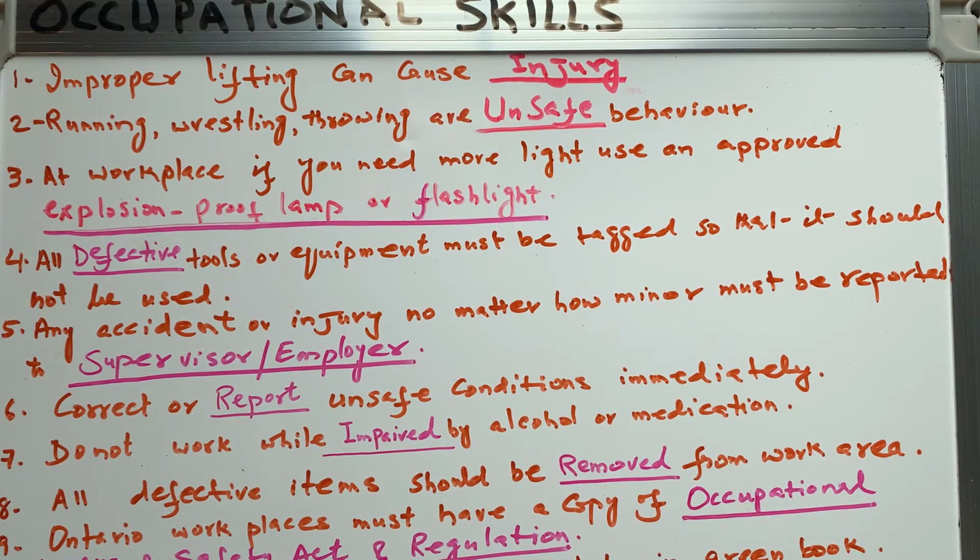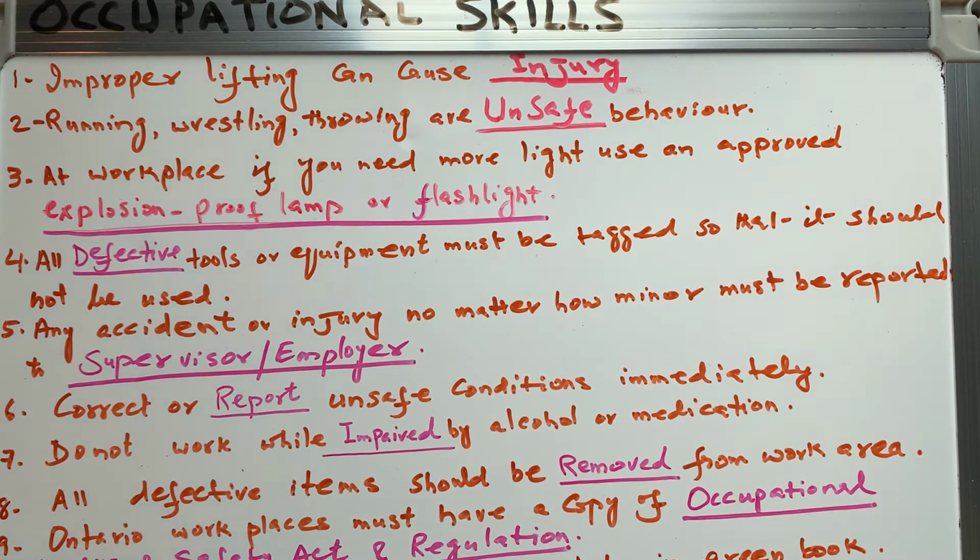And then we say, work with adequate lighting, right? If you are working and there is not enough light, you cannot do it. Use an approved explosion proof trouble lamp or flashlight. We also learned how to lift and place the load correctly. Improper lifting can cause injury, so you have to correct your posture while lifting or lowering the load. So this is also important, right?